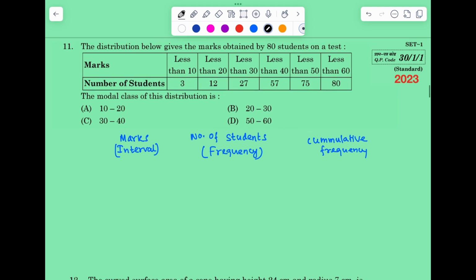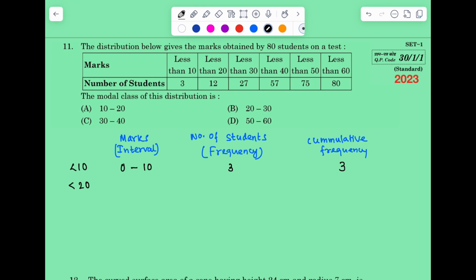Now if you will see, the first is less than 10. Less than 10 meaning the marks secured is between 0 to 10. And how many students secured 0 to 10? That is 3 number of students. So the cumulative frequency will be equal to 3.